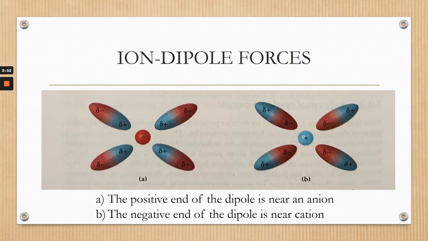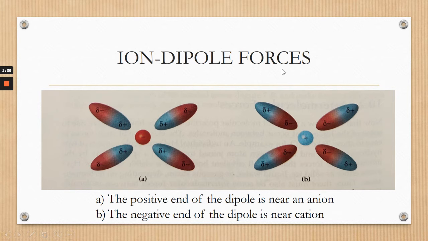In chemical bonding, polar molecules have a partial positive charge on one side and a partial negative charge on the other side of the molecule. You can see here like this. In polar molecules, one side has a partial positive charge and the other side has a partial negative charge. The separation of the charge, we call it dipole.